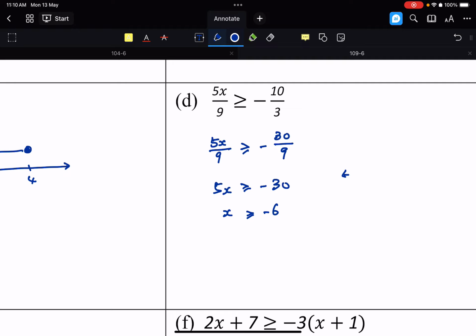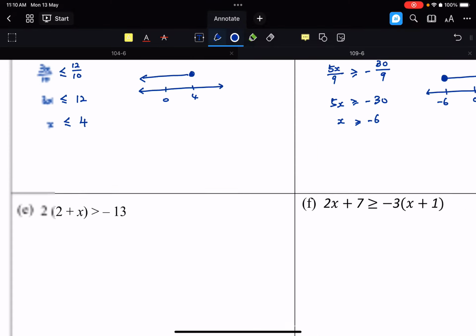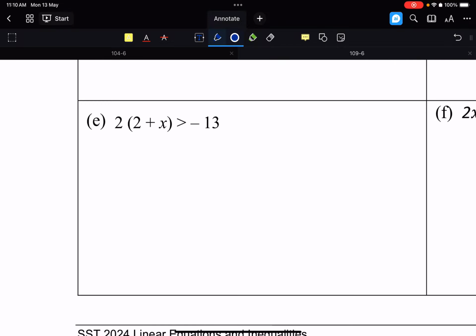So that works out. The number line will look like this. We have negative 6, 0 here, greater or equals to negative 6. There we go. Right, let's go on. Now, what happens when we have this scenario?